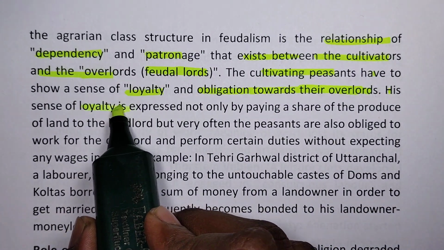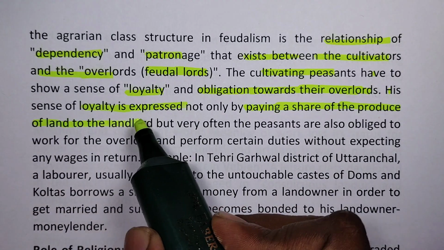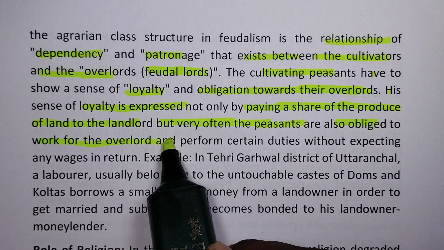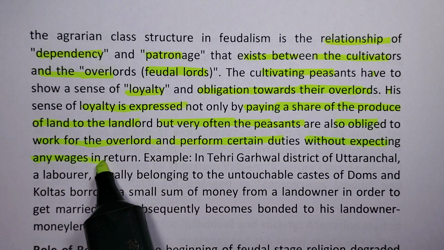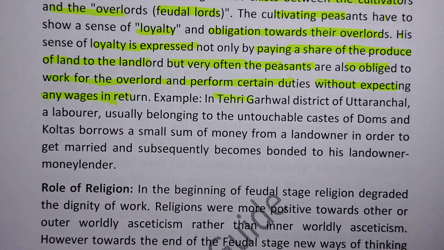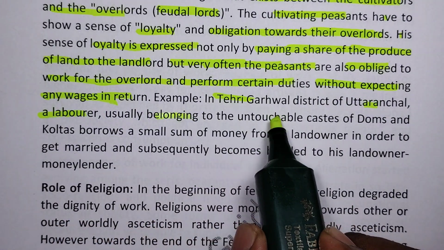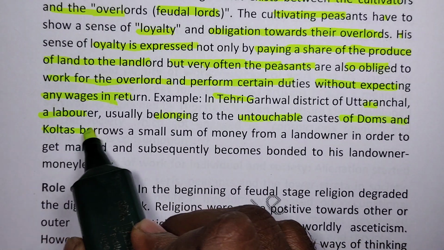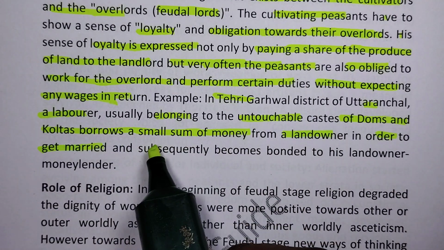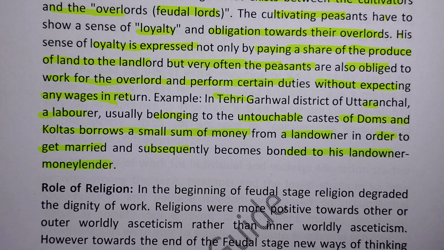His sense of loyalty is expressed not only by paying a share of the produce of the land to the landlord, but very often the peasants are also obliged to work for the overlord and perform certain duties without expecting any wages in return. Example, in Tehri Garhwal district of Uttarakhand, a laborer, usually belonging to an untouchable caste of Domes and Koltas, borrows a small sum of money from the landowner in order to get married and subsequently becomes bonded to his landowner or moneylender.